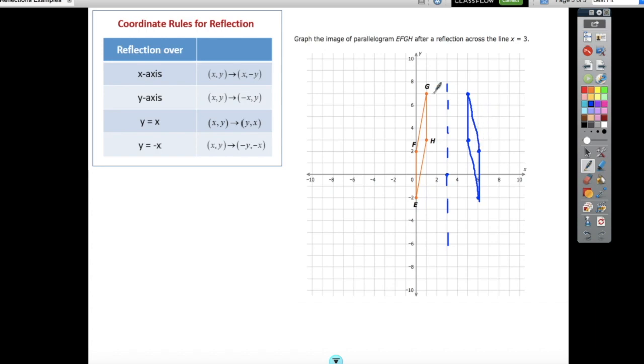When we reflected it, it was still a horizontal reflection, so the y values don't change, but the x values do, and they maintain the same distance away from our line of reflection.